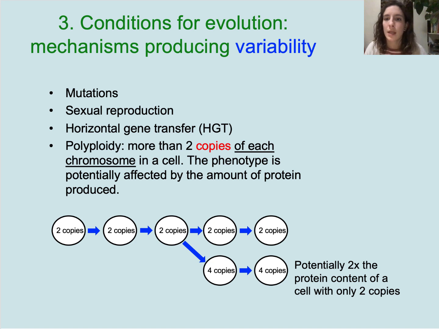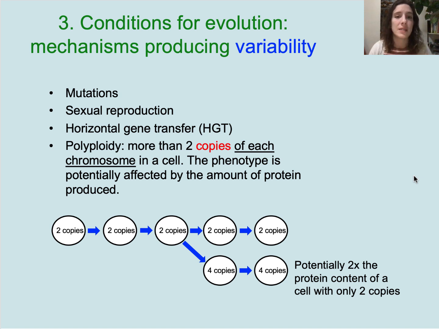The next slide here. Conditions. Moving on here to that third question, conditions for evolution: mechanisms producing variability. So we already talked about how mutations produce variability in organisms. Sexual reproduction is not going to produce new alleles, but it's going to shuffle those alleles around and produce new genotypes. That is also a source of variability. Horizontal gene transfer, we just talked about that one.